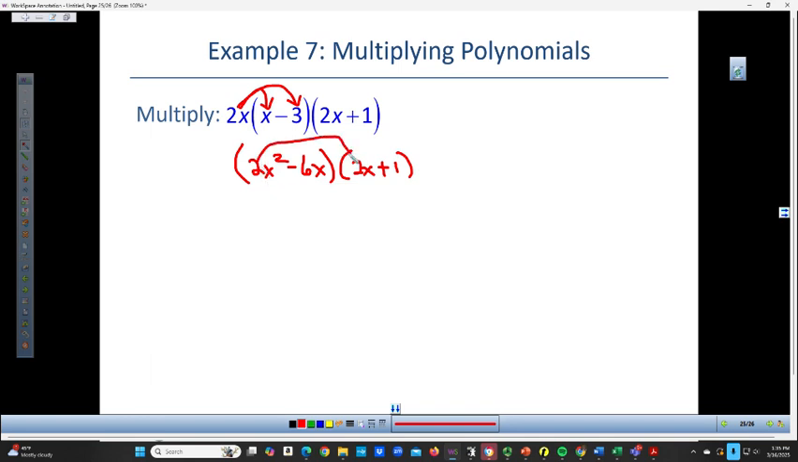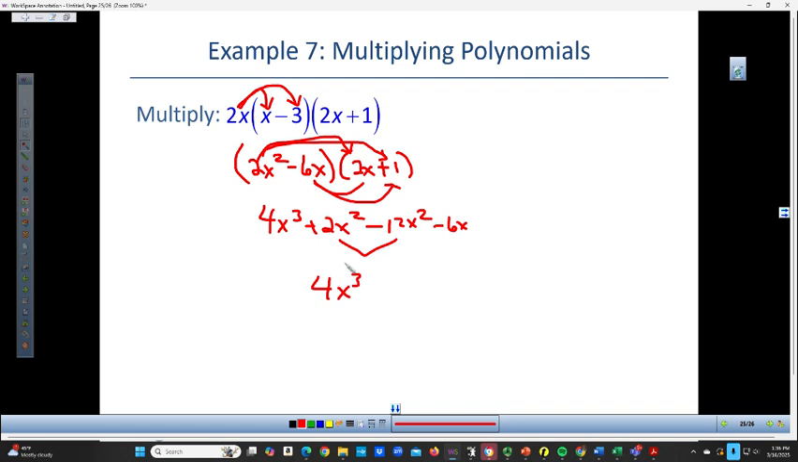And if we go ahead and FOIL that, 2x squared times 2x is going to give us 4x cubed. And then 2x squared times 1 is going to be plus 2x squared. Then get my inside terms, negative 6x times 2x, negative 12x squared. And then negative 6x times 1, negative 6x. Combine our likes, 4x cubed. Again, these are opposite signs, so I'm going to subtract them. 12 minus 2 is 10. 12 is the biggest term, so I'm going to keep that sign. And then minus 6x. And again, we are done.